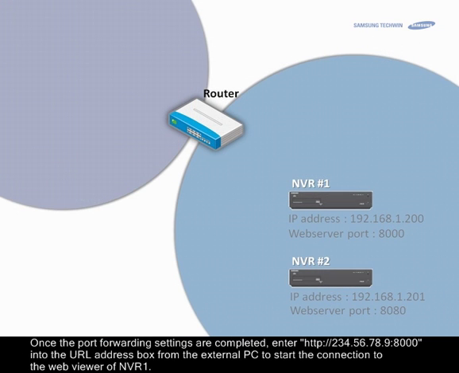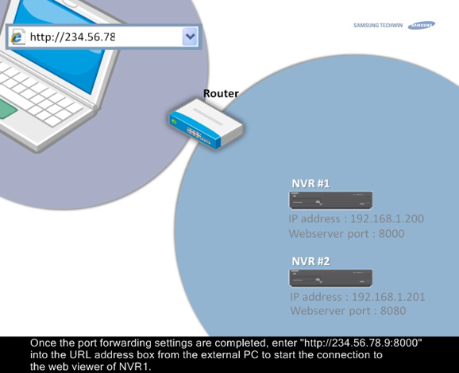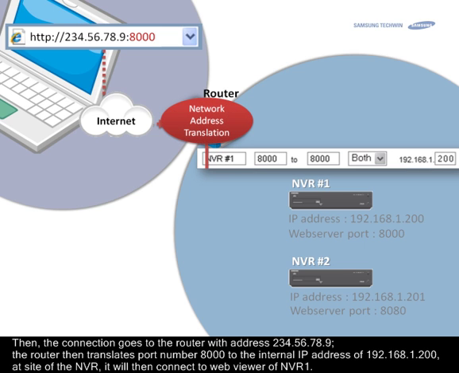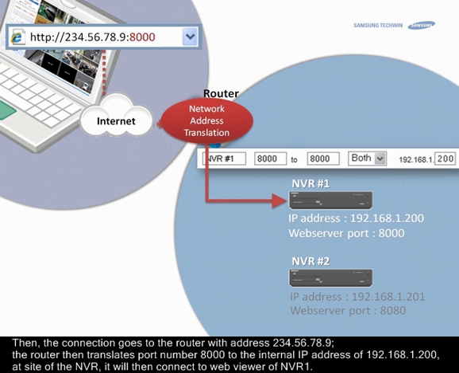Once the port forwarding settings are completed, enter the hypertext 234.56.78.9:8000 into the URL address box of the external PC. This will start the connection to the web viewer on the NVR1 port. Then the connection goes to the router with the address 234.56.78.9. The router then translates that port number 8000 to the internal IP address of 192.168.1.200 at the site of the NVR. It will then connect to the web viewer of NVR1.